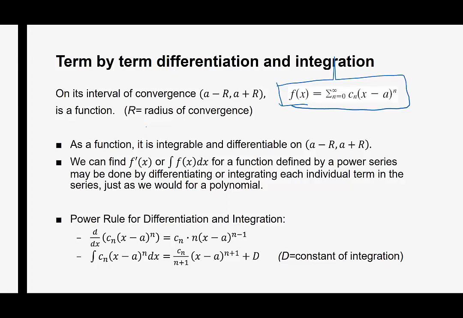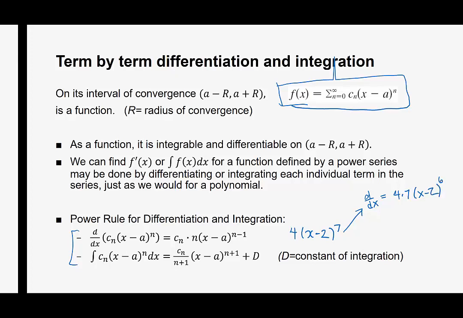So I'm writing down here a reminder for you of how the power rule works for differentiation and integration of a polynomial term like this. So it helps to think about it in an example. So say I had like 4 times (x minus 2) to the 7th, and I wanted to take the derivative of that, the expression would be 4 times 7 (x minus 2) to the 6th.